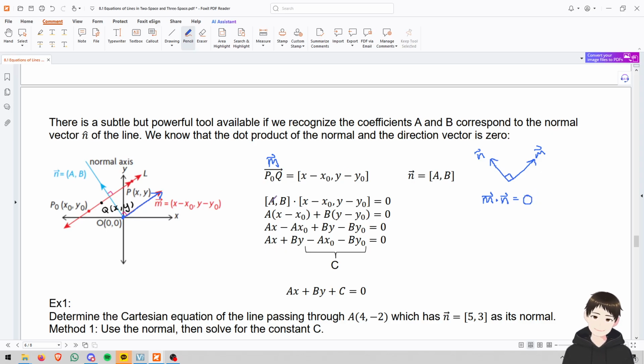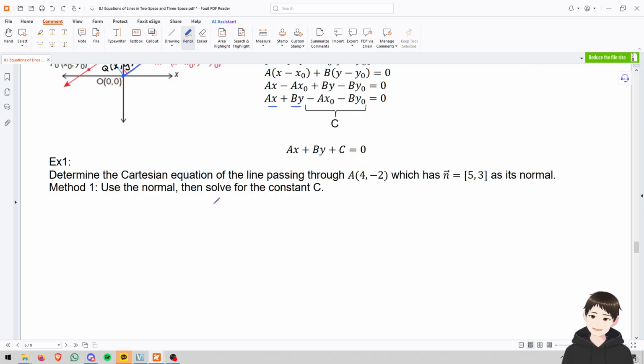So in the same way, whatever my direction vector is, whatever my normal is, dot product with my direction vector, you will get the same setup: ax plus by plus c, a constant, some number, equals 0. The a and b are the normal. Let me show you what that looks like. This is how useful it is.